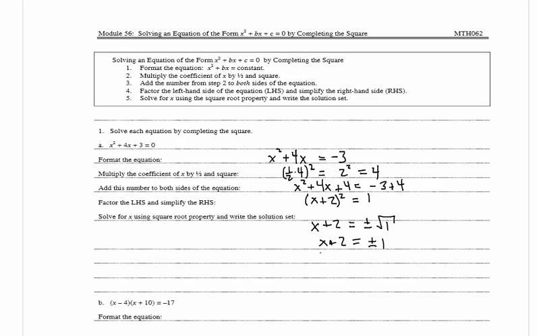And now we're going to subtract 2 from both sides. So we're going to have x is equal to negative 2 plus and minus 1. And then x is equal to negative 2 plus 1, and x is equal to negative 2 minus 1. And negative 2 plus 1 is negative 1, and negative 2 minus 1 is negative 3. So our solution set is negative 3 and negative 1.